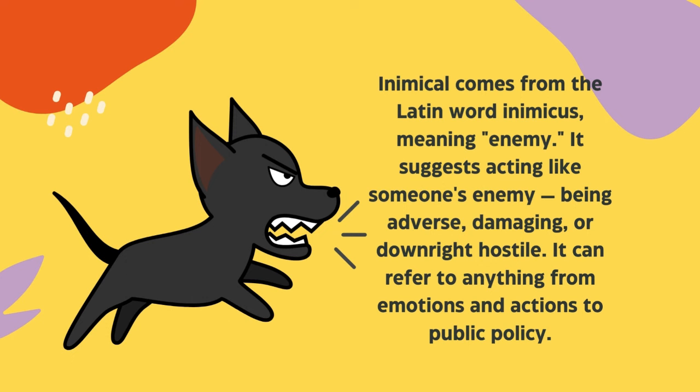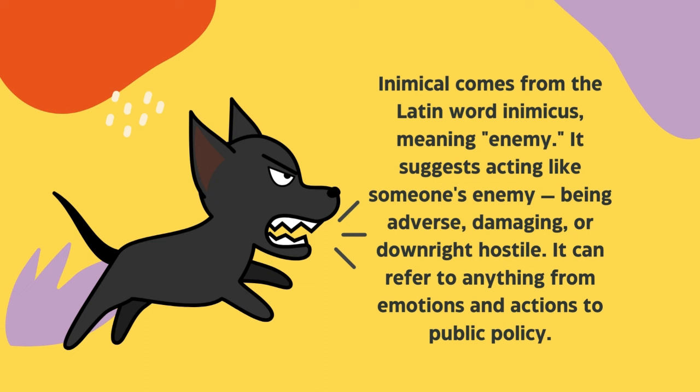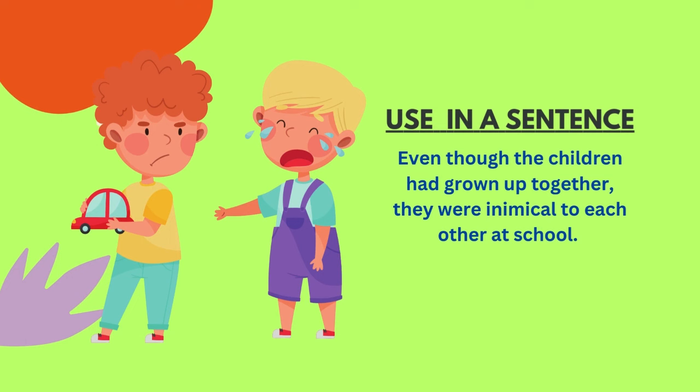Inimical comes from the Latin word inimicus, meaning enemy. It suggests acting like someone's enemy, being adverse, damaging, or downright hostile. It can refer to anything from emotions and actions to public policy. Usage example: even though the children had grown up together, they were inimical to each other at school.